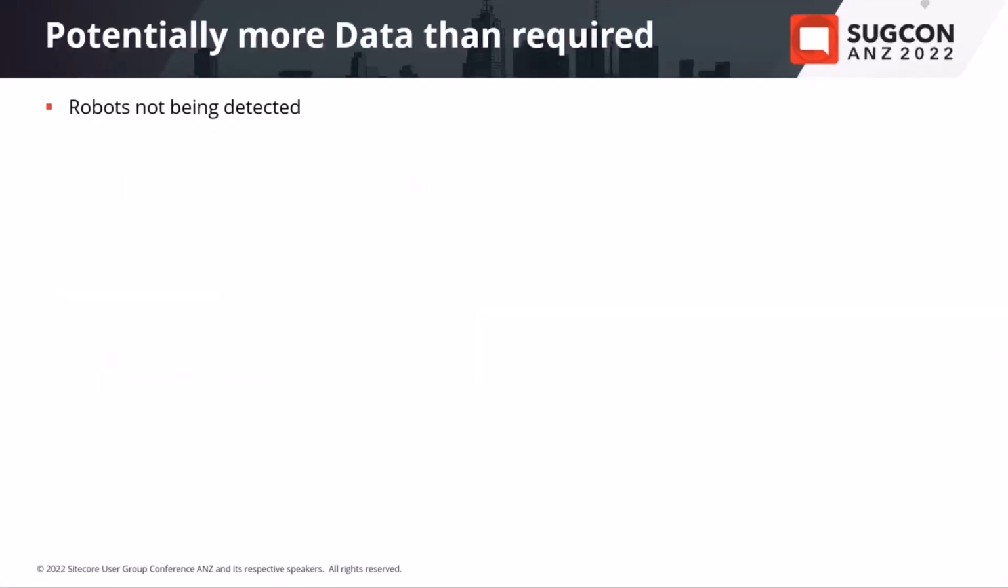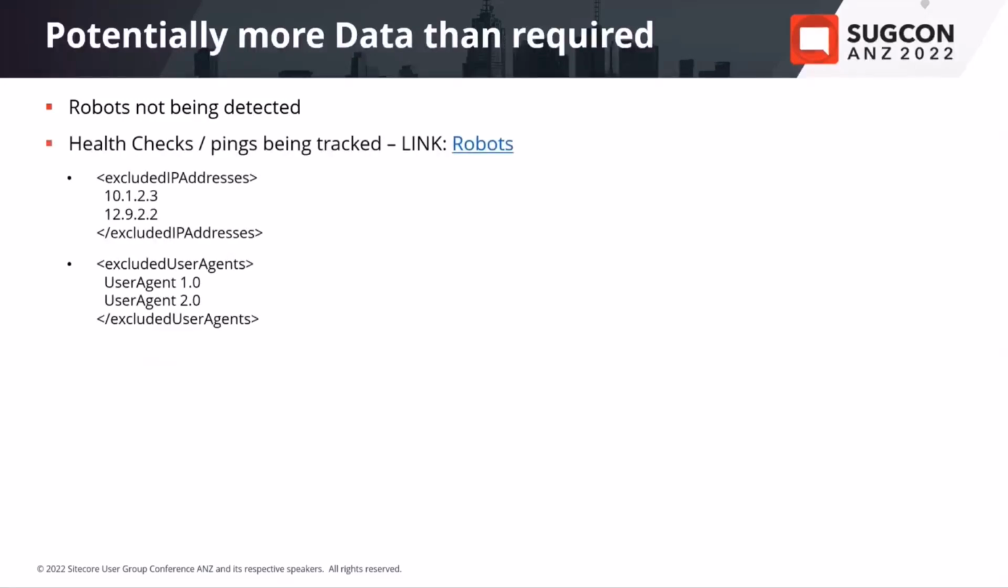So potentially one of the big issues is you have more data than required. And this comes in the form of most likely too many interactions per contact. It comes in the form of maybe robots aren't being detected. Robots also can be in the form of ping tracks or health checks that can be set up. And if they in particular have static contact cookies from the first time they made the request, then they can basically link all of those interactions to it.